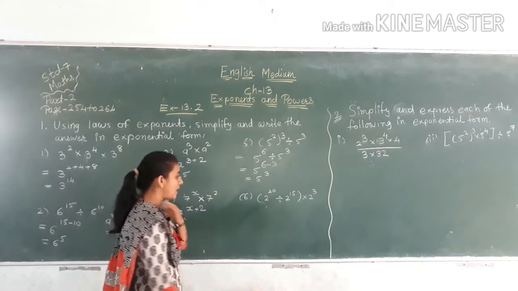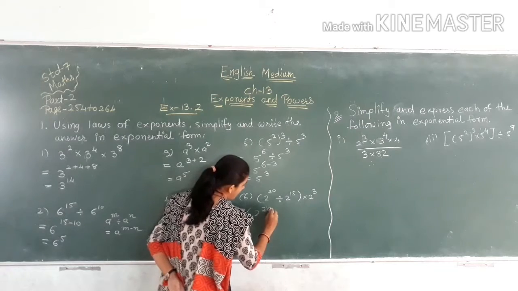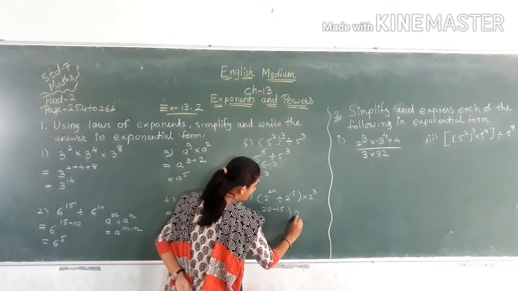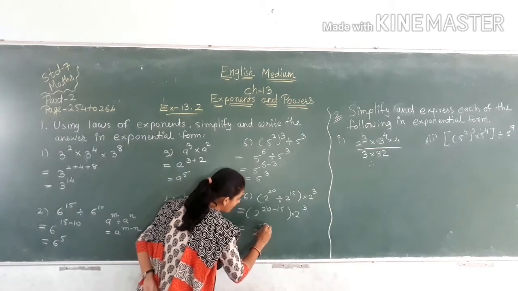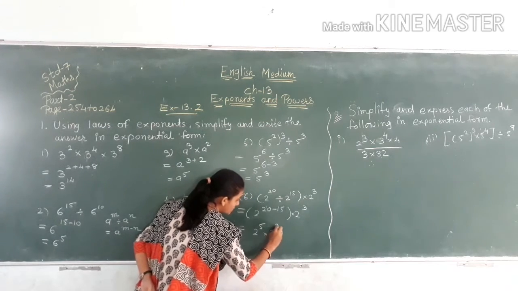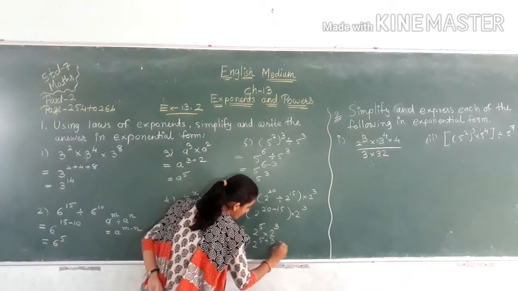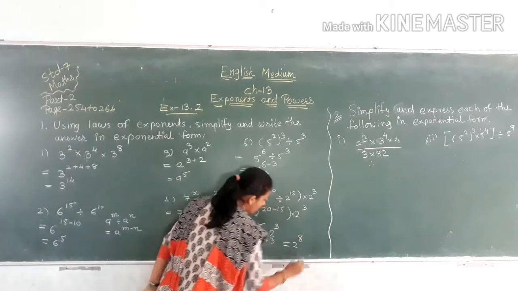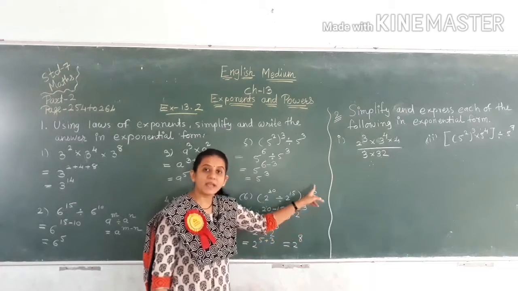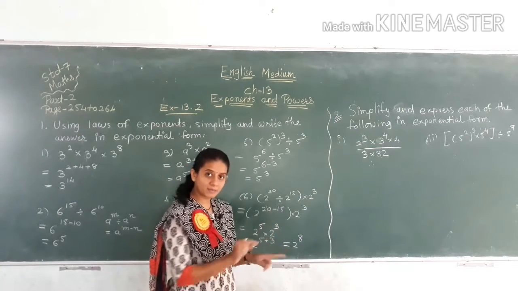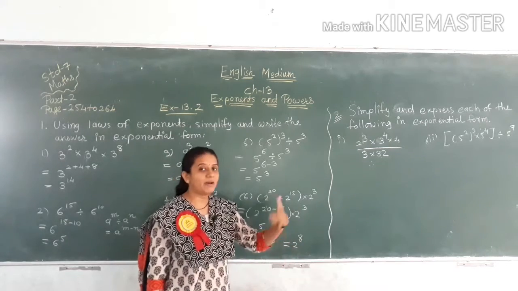Now here first we solve the bracket. So 2 raised to power of 20 minus 15, multiplied with 2 raised to power 3. Now 2 raised to power 5 multiplied by 2 raised to 3. So 2 raised to 5 plus 3, so 2 raised to power 8. Remember one thing: multiply means add the powers, and division means subtract the powers.